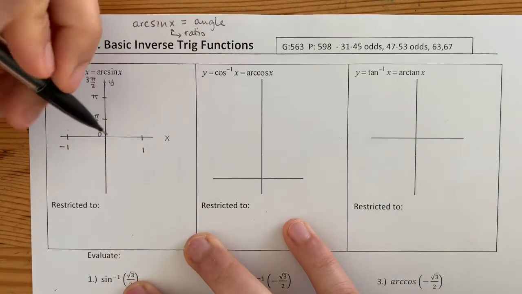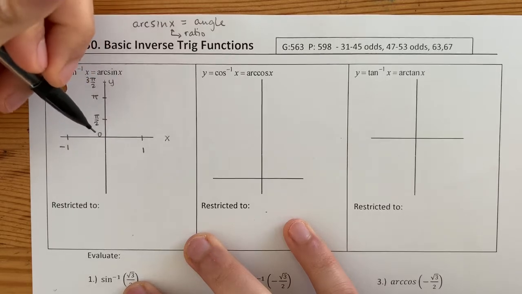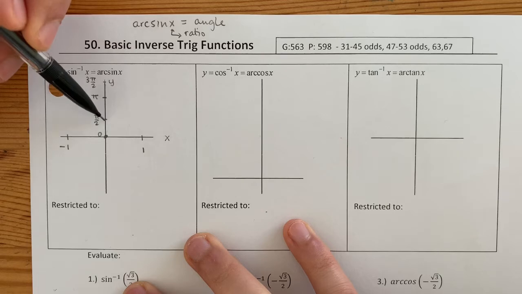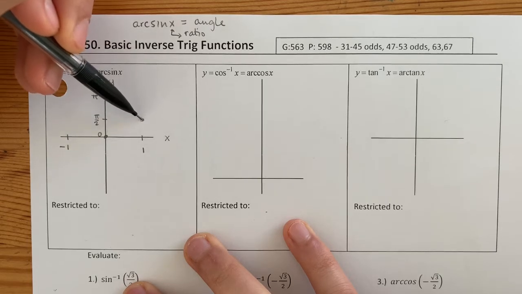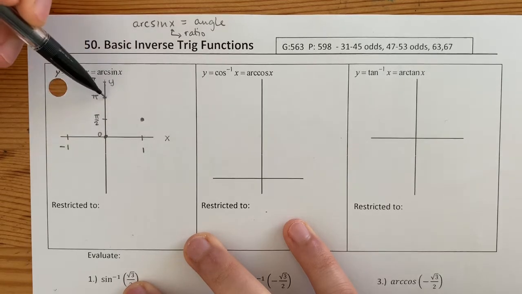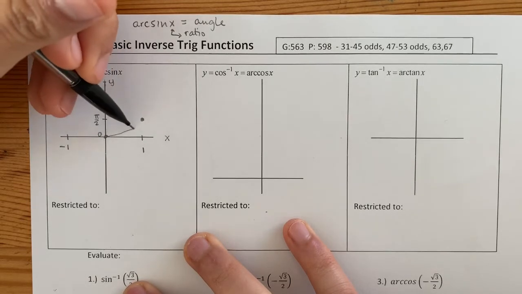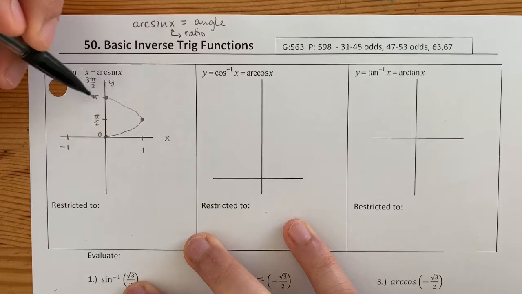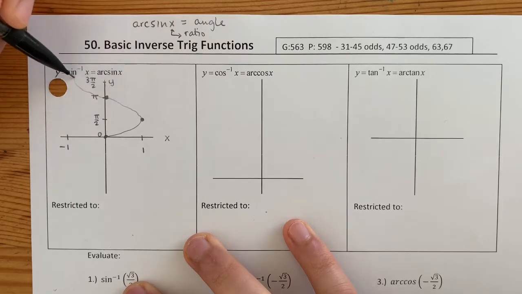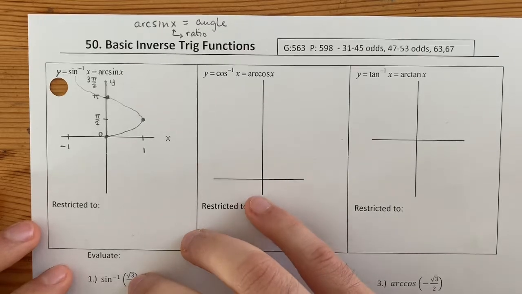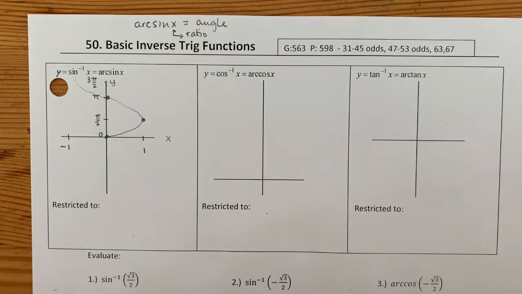So let me see if I can draw the sine wave on its side here. It originally started at the origin, 0, 0. Then at pi over 2 is when it went up to 1. And then at pi, it went back to 0. So the first half of the wave would look like this. Like that.